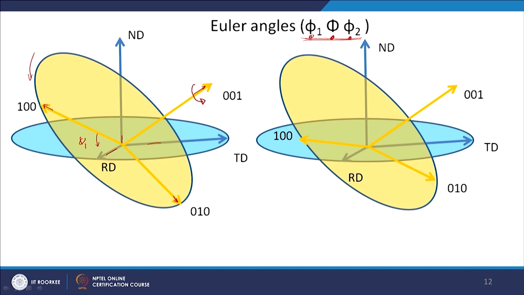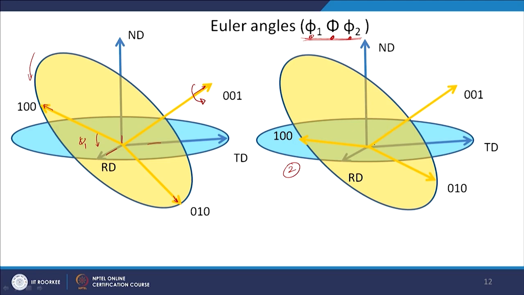Okay, so once this 100 axis is on the RDTD plane, which is this second image here, my 100 is now lying on the RDTD plane. Now I can easily bring the 001 axis parallel to ND, because any rotation I am going to give in the same sample geometry, there will be a true angle between the ND and 001.